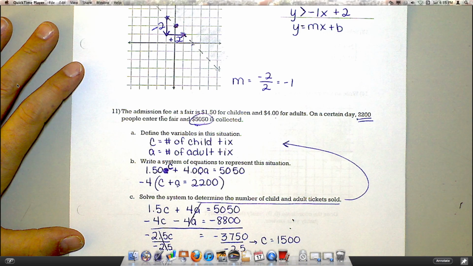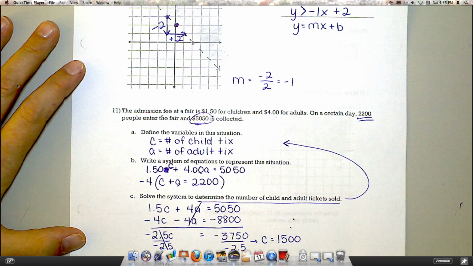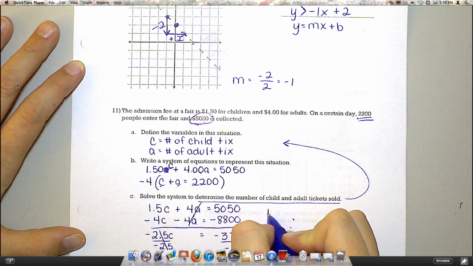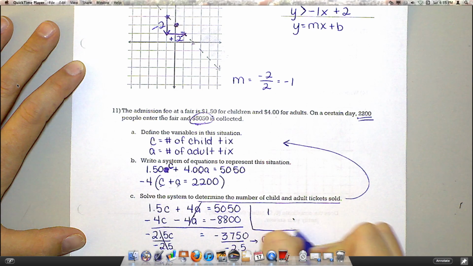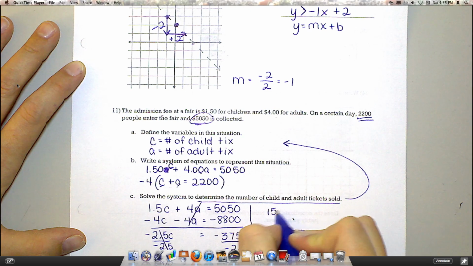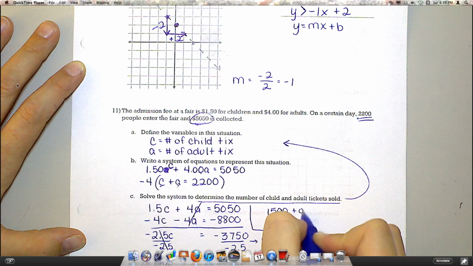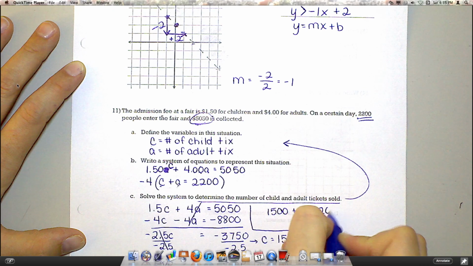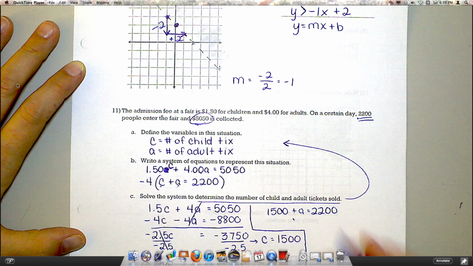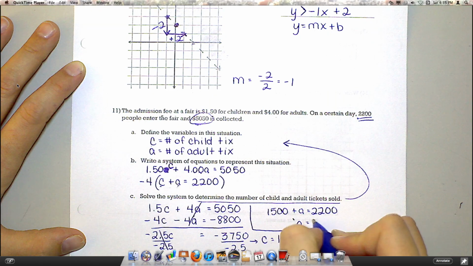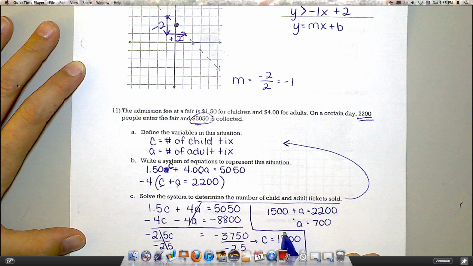Okay, so 1500 children entered the fair that day. I need to plug this back in to find A, and probably the easiest place to do it would be the second equation. So I would do 1500 plus A equals 2200. That means I'm just going to subtract the 1500, and I should end up with A equal to 700. So as my final answer, 1,500 children's tickets and 700 adult tickets were sold that day.